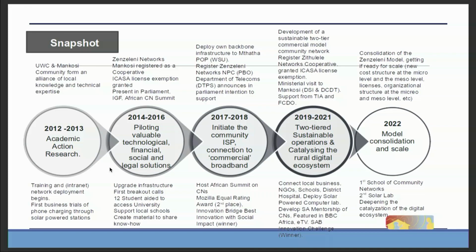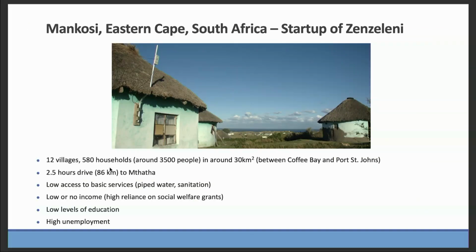So a snapshot of who we are. From 2012 to 2013 to about 2018, I would call the research and investigation phase, and the real understanding and piloting of the model into a real world phase started from around 2018 onwards. So this is Mankosi, the founding community in which the first instantiation of the network was born.